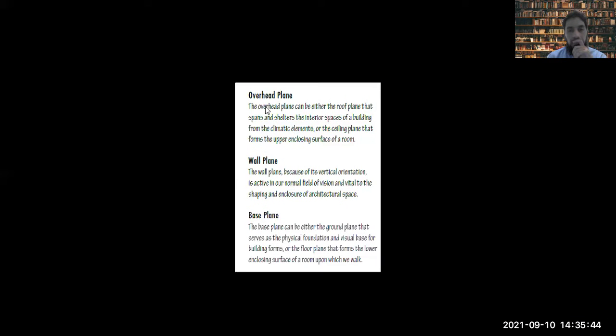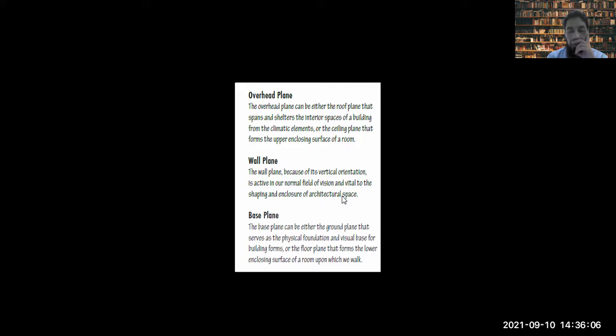This is self-explanatory. And then apart from these, you have two more planes, which is the overhead plane, and you have the wall plane. The overhead plane can either be the roof plane that spans and shelters the interior spaces of a building from the climatic elements, or the ceiling plane that forms the upper enclosing surface of a room. And the wall plane, because of its vertical orientation, is active in our normal field of vision and vital to the shaping and enclosure of the architectural space.